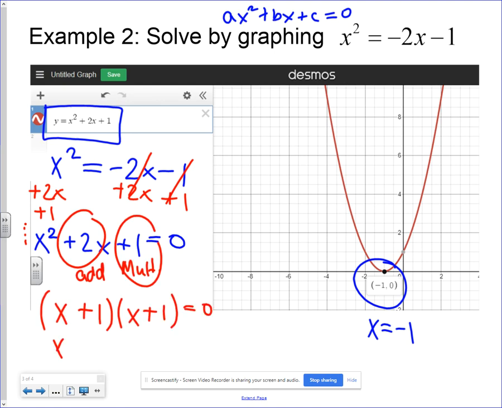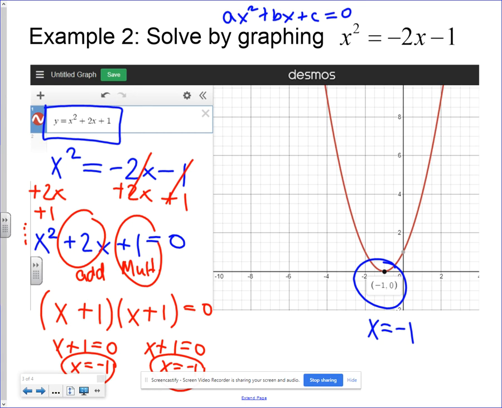So what are the 2 solutions? The 2 solutions are x equals negative 1 and x equals negative 1. It has 2 solutions, it just happens that the 2 solutions are the same number. So this equation has 1 solution, x equals negative 1, but it really has 2. Okay?